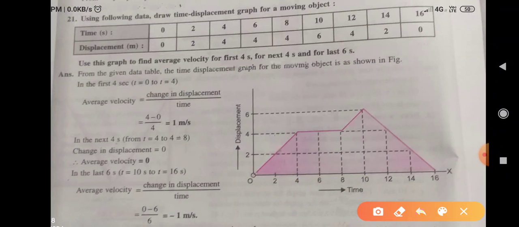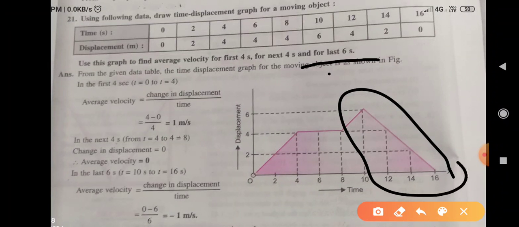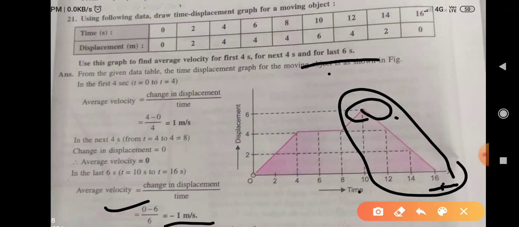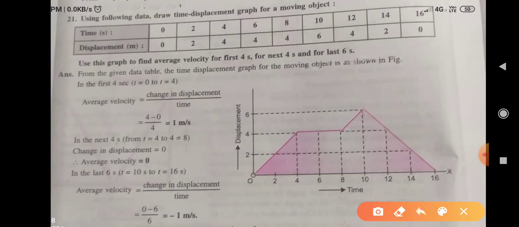Now next, they are asking about the last 6 seconds. In the last 6 seconds, 10 to 16, the final displacement of the body is 0 and the initial displacement of the body was 6. So final minus initial, 0 minus 6, will be minus 6, and time taken 16 minus 10 will be 6. So we can say minus 1 meter per second. So in this situation the average velocity of the body is minus 1 meter per second. Okay, thank you.